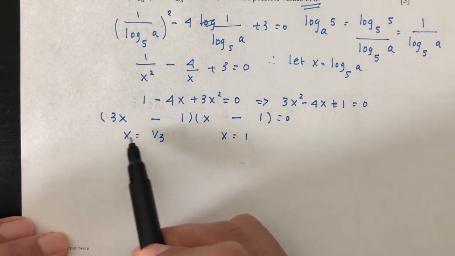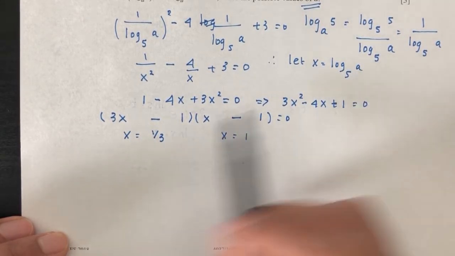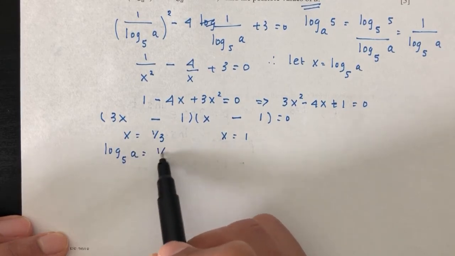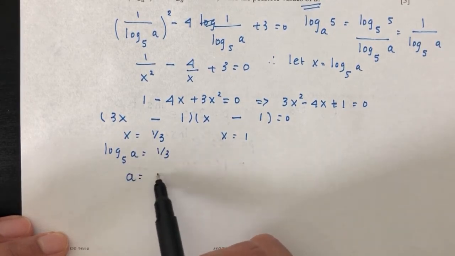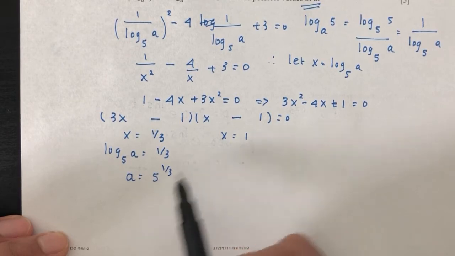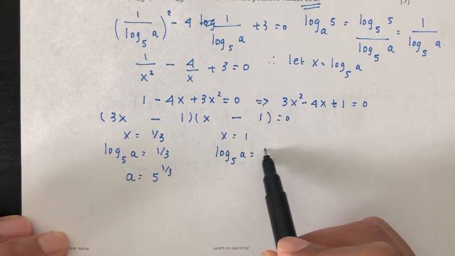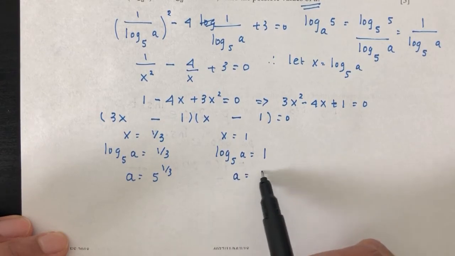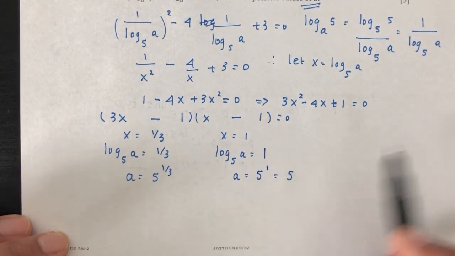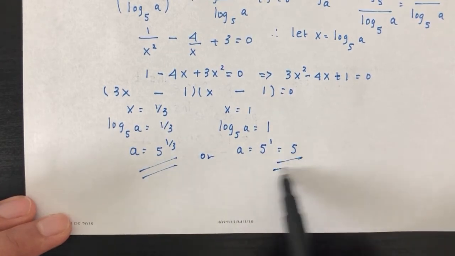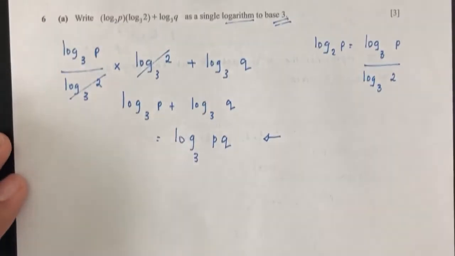So now the value of x is log base 5 of a. So log base 5 of a is equal to 1 over 3. So a is equal to 5 to the power 1 over 3. Same thing here. Log base 5 of a is equal to 1. A will be 5 to the power 1, which is 5. So here we have a is equal to this, or a is equal to this. That will be question number 6.